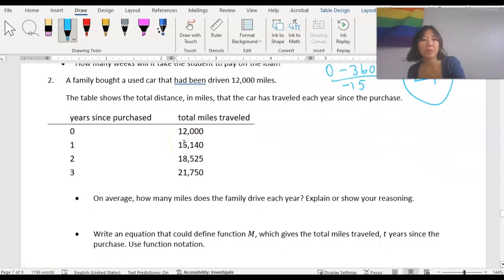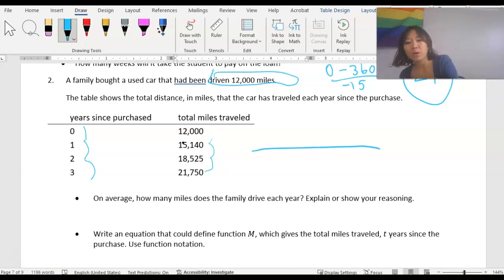Number 2, a family bought a used car that had been driven 12,000 miles. This table shows the distance in miles the car has traveled every year since the purchase. So this is the total miles traveled in the years. It says, on average, how many miles does the family drive every year? So this is our average rate of change. This is our X, this is our Y, if that's helpful to label.